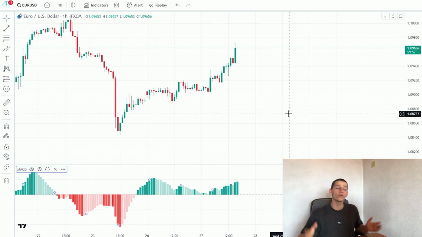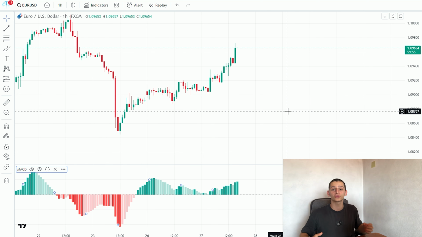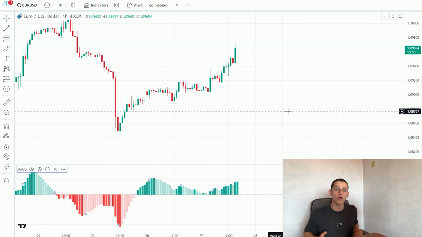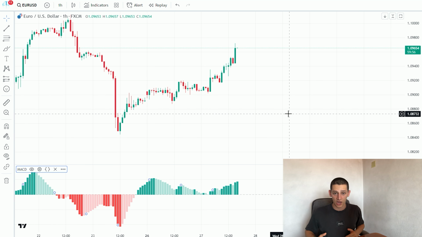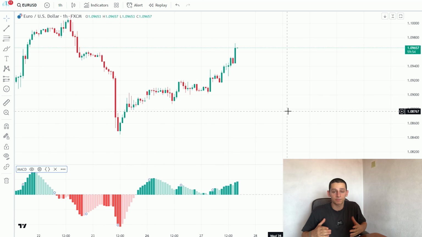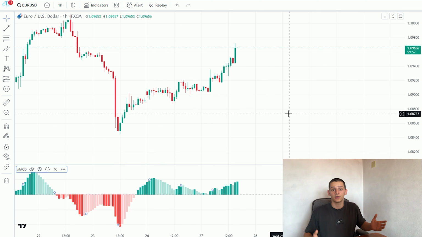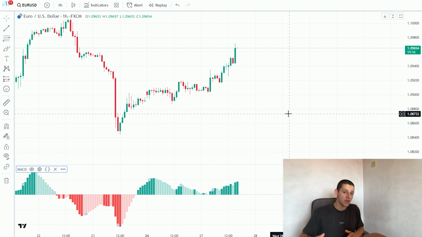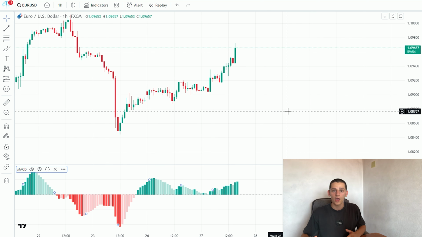The reason we are doing it this way is because looking at the market as overbought or oversold is a wrong way to trade MACD. The MACD is a momentum indicator. It is showing momentum in a specific direction. Naturally, if one thing is known by many people, it doesn't work, and vice versa.